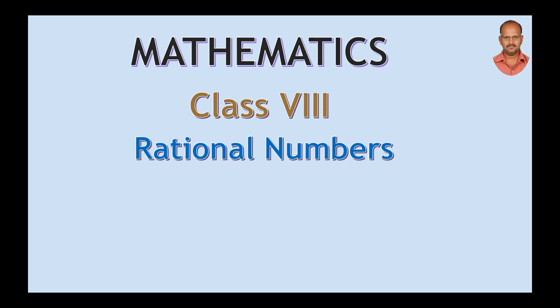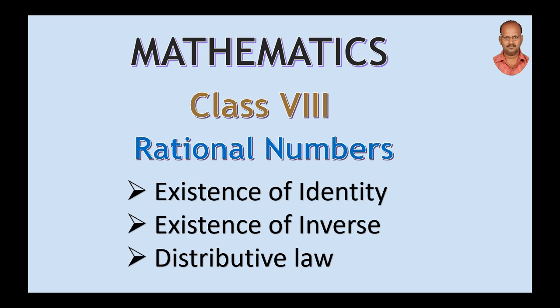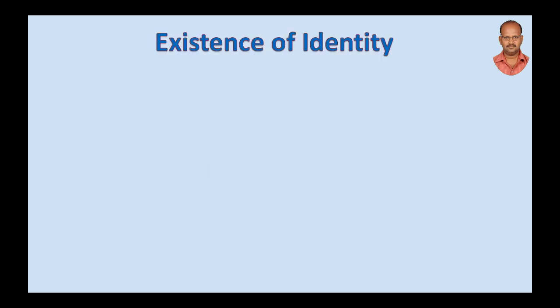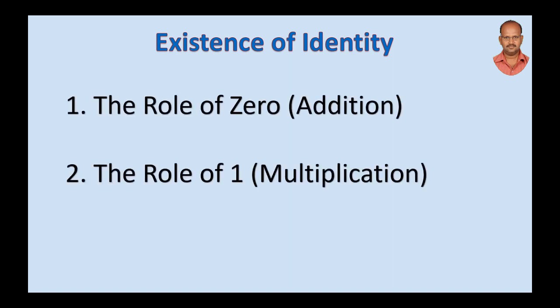Today we are going to learn 8th class mathematics, rational numbers: existence of identity, existence of inverse, distributive law. Existence of identity. 1. The role of 0, the role of 1.